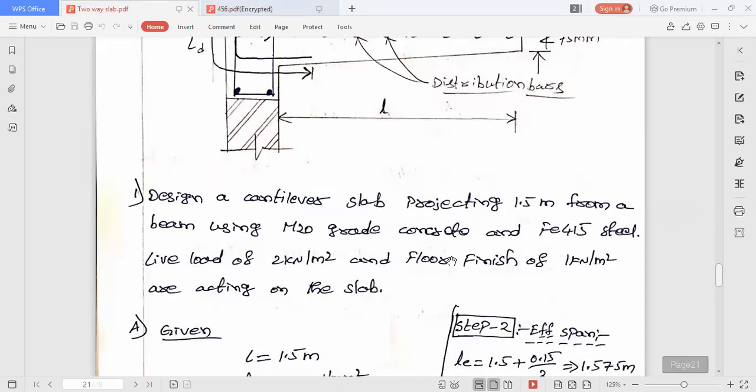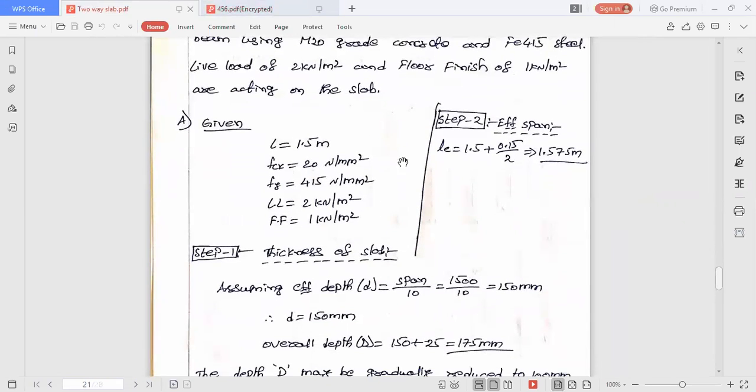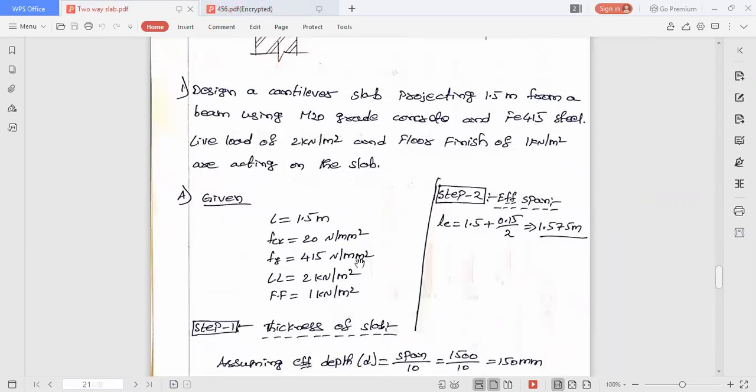Okay, now coming to the step by step procedure, I will go with a fast explanation. Why? Because everything is same. Coming to the question, it is a cantilever slab projecting 1.5 meters from a beam. Beam నుంచి బయటకి 1.5 meters project అయింది. And M20 grade concrete, Fe 415 steel are used. Live load on the slab is 2 kilonewton per meter square. Floor finish is 1 kilonewton per meter square acting on the slab. This is the detail given.